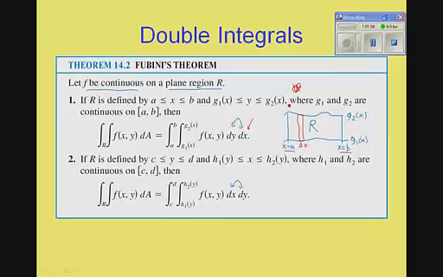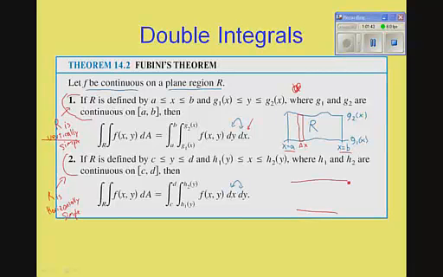So this example number one is where R, the way they could have said it very quickly, is that R is vertically simple. That's just a very fast way of saying all that. Okay. So number two is, the book will say R is horizontally simple. So for you to be able to integrate this way, what do you need? Well, you need a couple of lines, y equals c and y equals d, like this. And then I guess you would need a couple of continuous functions.